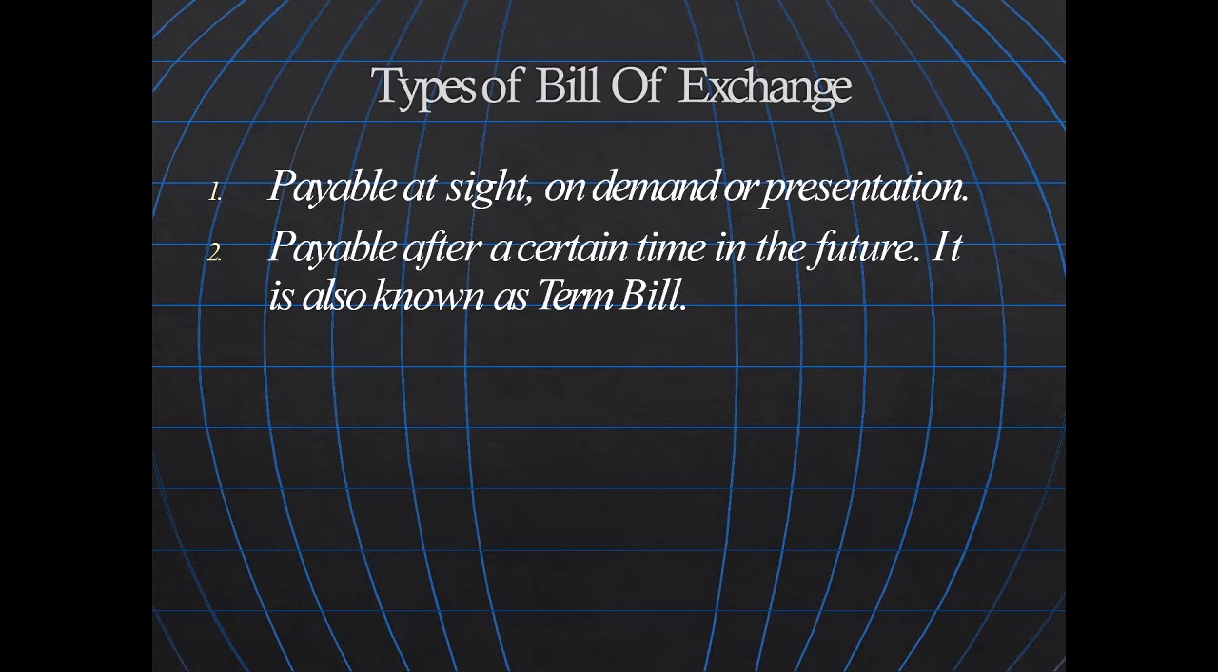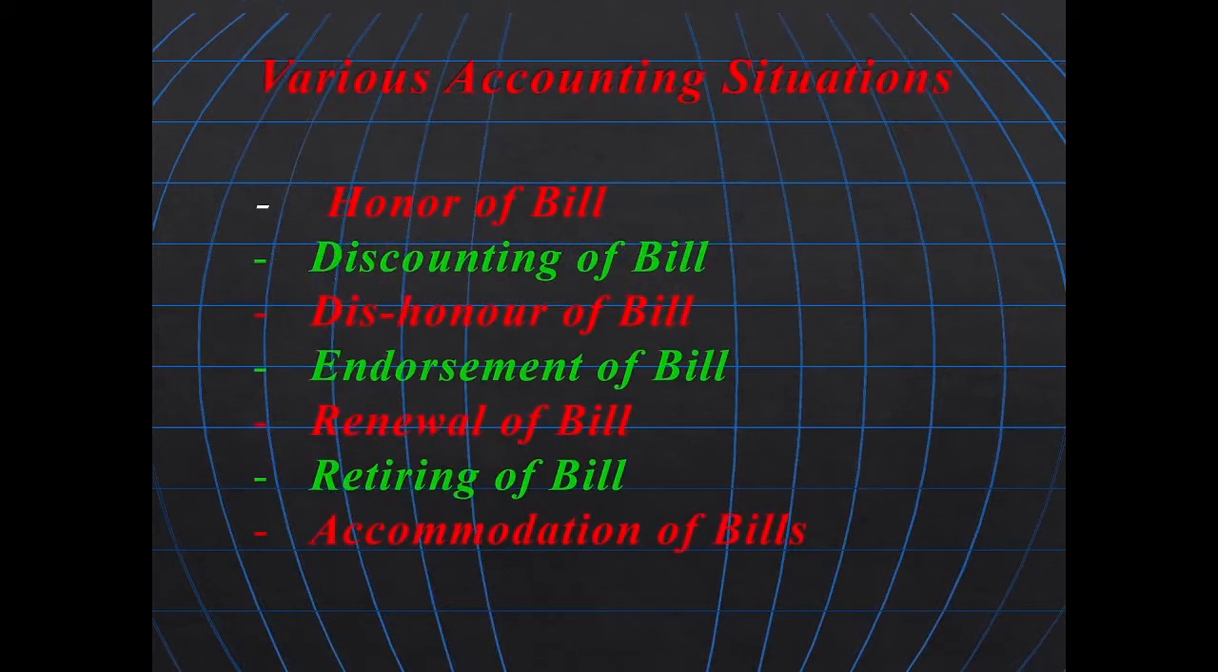Payable at sight means whenever it is presented, he has to pay the money, or whenever the drawer asks for the money against the bill, the drawee has to pay. And if it has a time period, if the bill is having a time period, the amount is to be paid only after completion of the term.